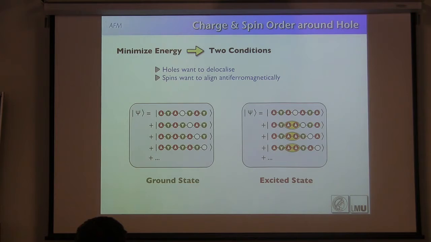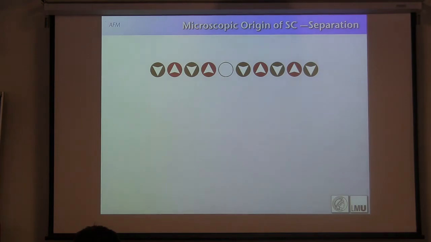So the hole is delocalized. And at the same time, you actually have antiferromagnetic correlations around this hole. Not ferromagnetic, but antiferromagnetic correlations around this hole. This gives you a lower energy, and this is the ground state of the system compared to this first excited state that you have.